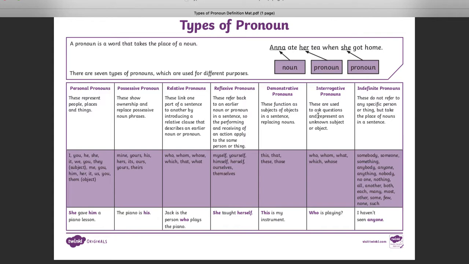And the last one is indefinite pronouns. These do not refer to any specific person or thing, but take the place of nouns in a sentence. Somebody, someone, something, anybody. I haven't seen anyone. Has anyone seen my shoes? Somebody did this, and they are going to be in trouble if I find out. That kind of thing, where it's not a specific person. Has anybody done this? Like that kind of thing.